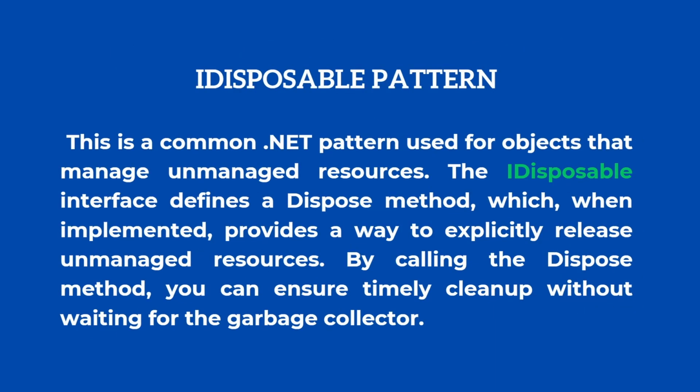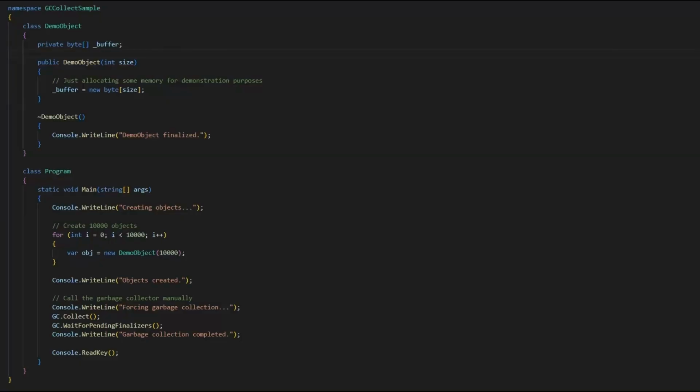I'm going to briefly mention the IDisposable pattern. I have a separate video about IDisposable, you can check it out. But I just want to say that IDisposable is a common .NET pattern which is used for objects that manage unmanaged resources. The IDisposable interface defines a Dispose method which, when implemented, provides a way to explicitly release unmanaged resources.